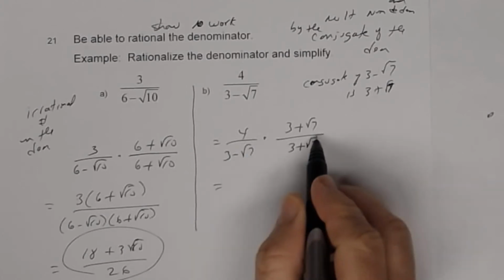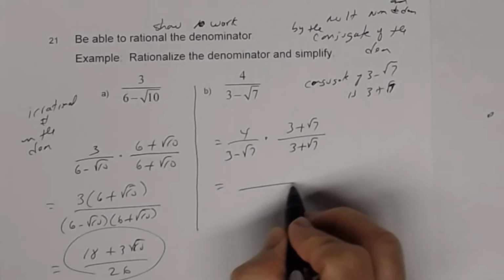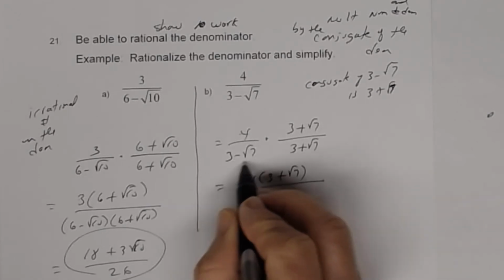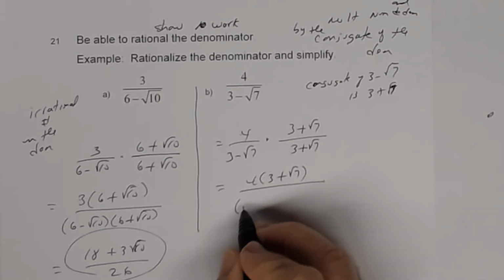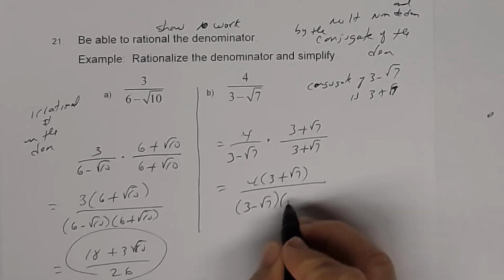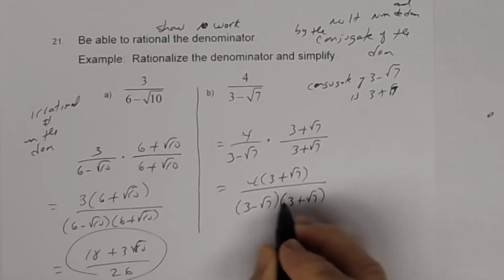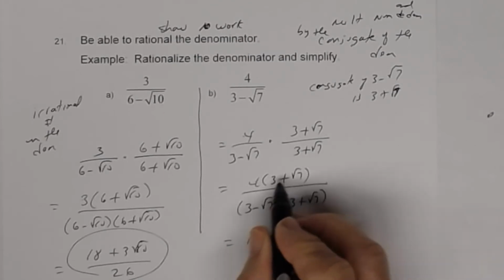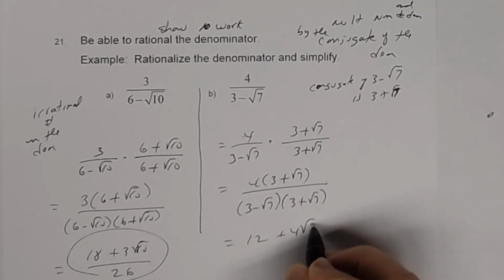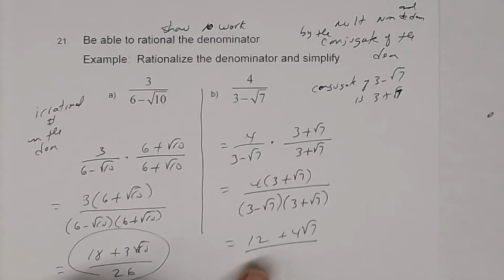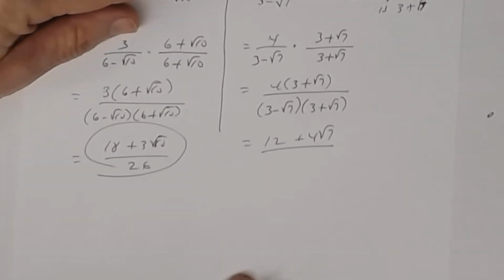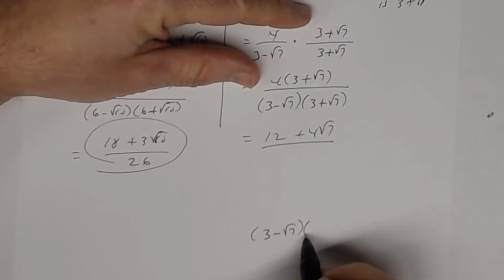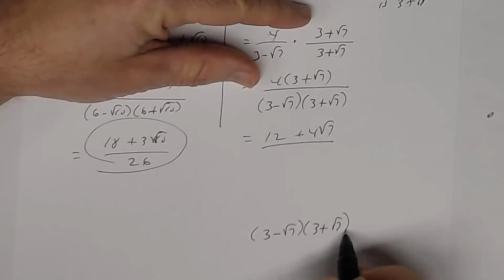And so now we're going to write this as one fraction. So you're going to say 4 times this, just like this. And then this binomial times this binomial. So 3 minus the square root of 7 times 3 plus the square root of 7. And then multiplying out, 4 times 3 is 12. 4 times the square root of 7 is 4 square root of 7. And then you're going to multiply this out. So I'm going to go ahead and do that right here. So we have 3 minus the square root of 7 times 3 plus the square root of 7.